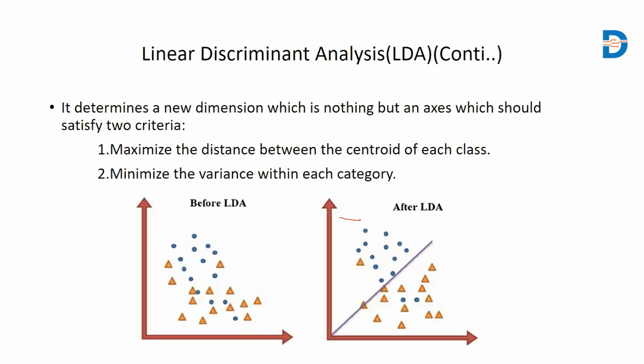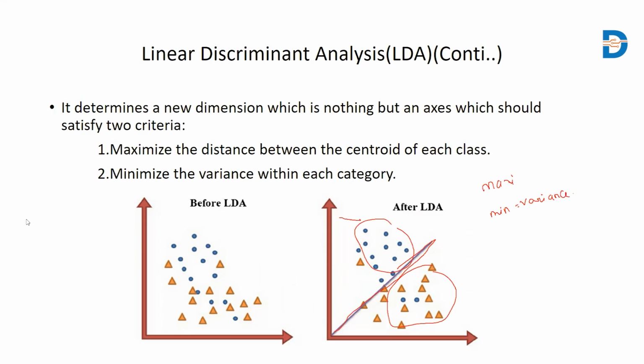Continuing with LDA, it determines a new dimension, which is nothing but an axis, that should satisfy two criteria. The first criterion is to maximize the distance between the centroids of each class. See, this is before LDA, and this is after LDA: we get the axis where we can separate these clusters or classes. The second is to minimize the variance within each category. So maximize the distance and minimize the variance. This is the main concept of LDA.